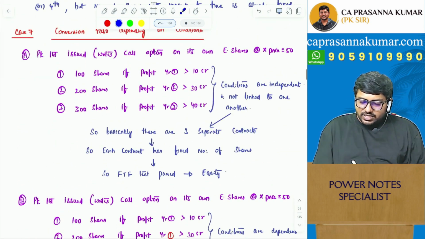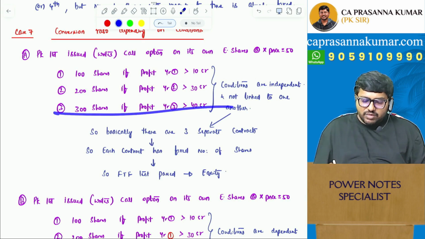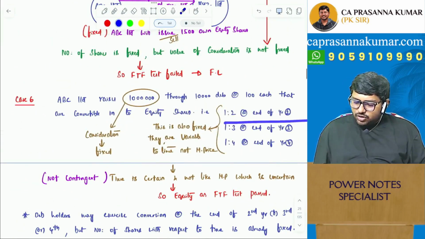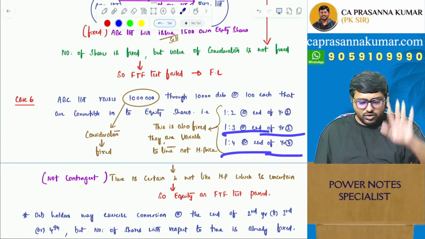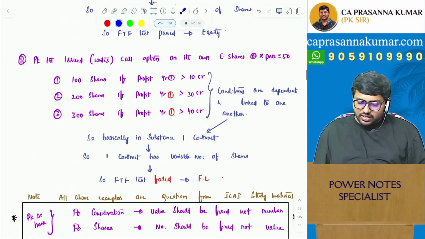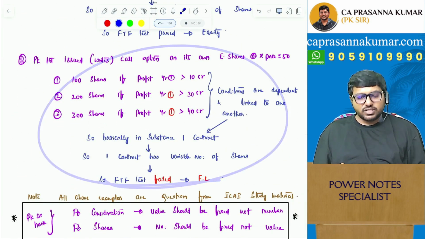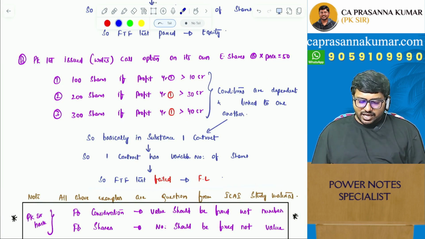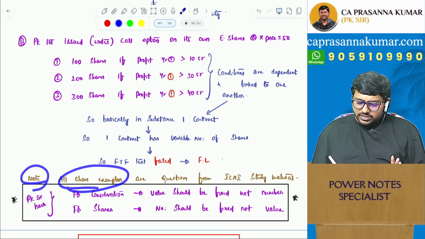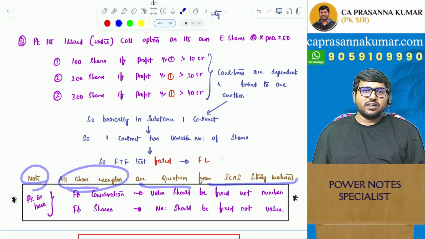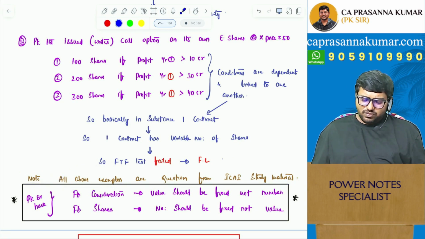Here, that is not the case. Year 1 means 100 only. Year 2 means 200 only. Year 3 means 300 only. Year 2 means 20,000 only. Year 3 means 30,000 only. Year 4 means 40,000 only. I hope you are getting the difference, right? So therefore, here the fixed to fixed test is not satisfied. Therefore, it is a financial liability. Note, all the above examples are questions from the ICAI study material. This anyway you guys know, but I have written it here.